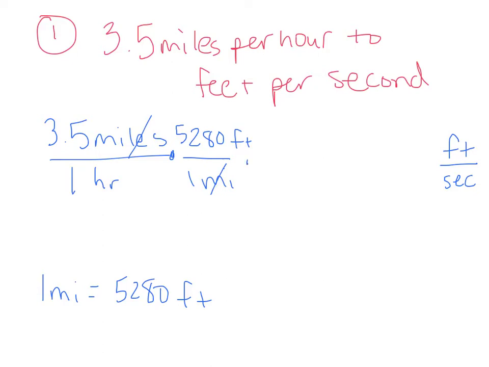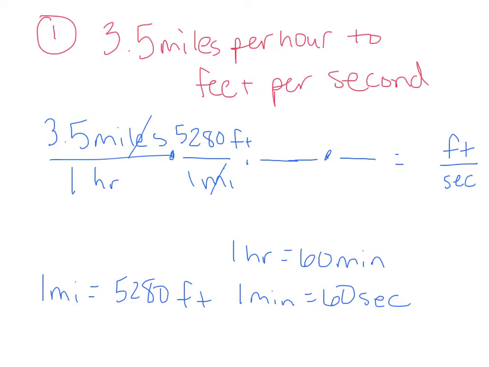I go back to my reference sheet, and I'm looking for hours to seconds. I don't have hours to seconds, but I can go from hours to minutes to seconds, so I'm going to have to use 2 more conversions. I know that 1 hour is 60 minutes, and I also know that 1 minute is 60 seconds. So I'm going to have to use both of those conversions, so I'm going to need 2 lines here.